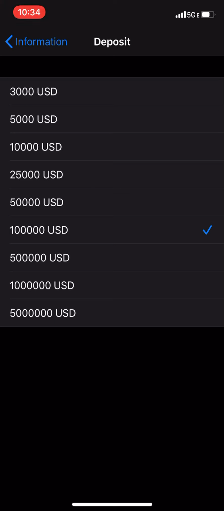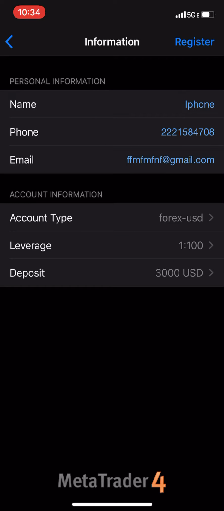For the deposit, we're going to use 3,000 for this example. If you create your demo account through the computer, it's a very similar process. And what I would encourage you to do is choose a deposit amount that is as close as possible to the amount of money that you would feel comfortable with getting started with once you do put real money into the markets.